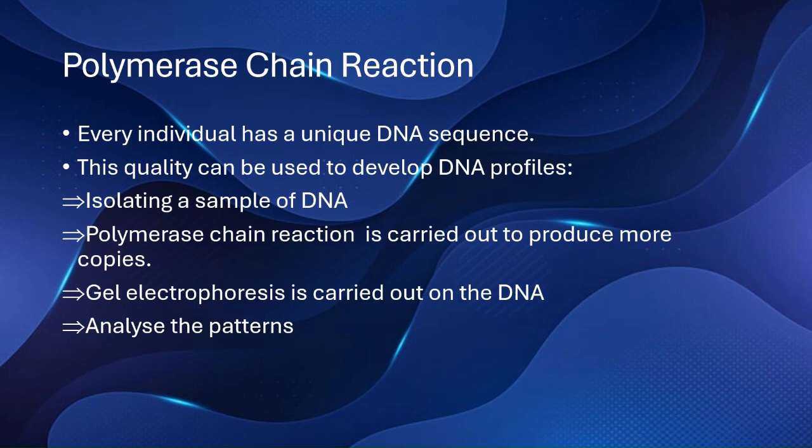So what you can do is isolate a sample of DNA, and by carrying out polymerase chain reaction, you can make multiple copies of DNA. And then you can carry out gel electrophoresis, which you will look into in a bit. You can analyze the patterns to look for genetic relationships between whatever organisms you're investigating.